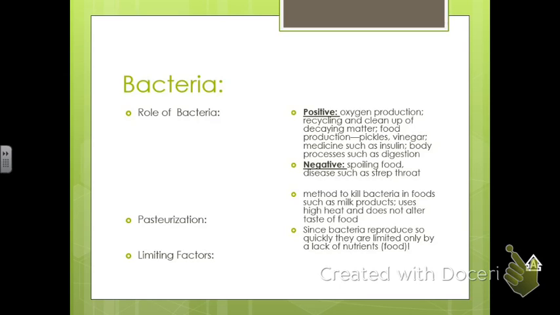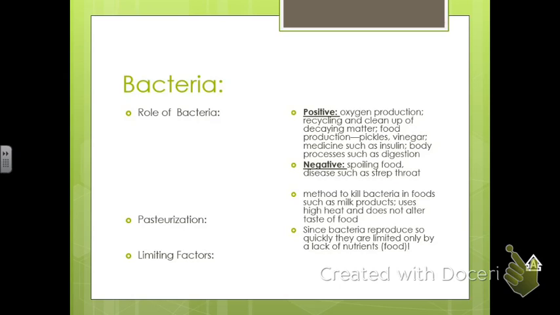Now, pasteurization is the term we use to describe how we kill bacteria in food before we serve it. Milk comes from the cow, and it has to be pasteurized to get rid of any of the bacteria from the cow before you drink it, so you will not get sick. And pasteurization doesn't change the taste, it just uses heat to kill the bacteria.